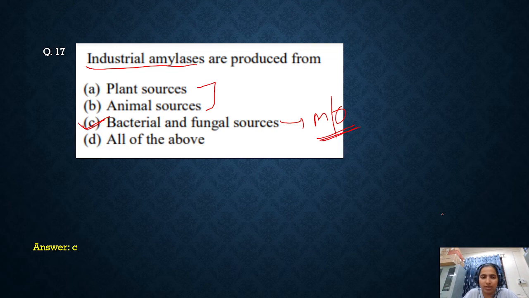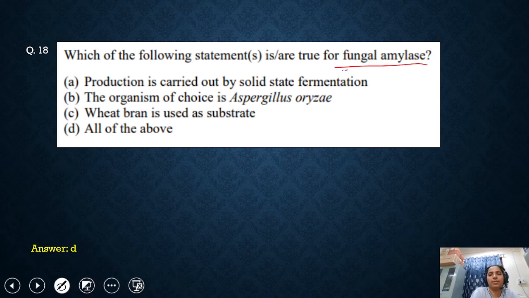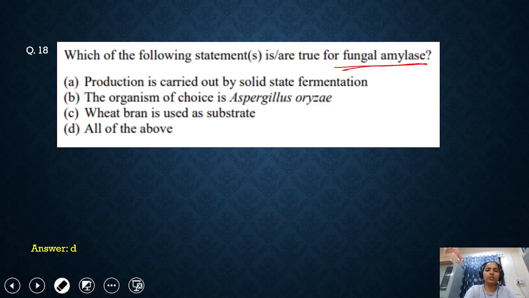Now coming to the next and last question for this assignment. Which of the following statements are true for fungal amylase? It means we are forming amylase using a fungus source. So what are the options? First, production is carried out by solid state fermentation. Second, the organism of choice is Aspergillus oryzae. Third, wheat bran is used as a substrate.